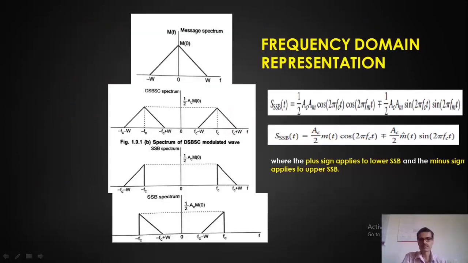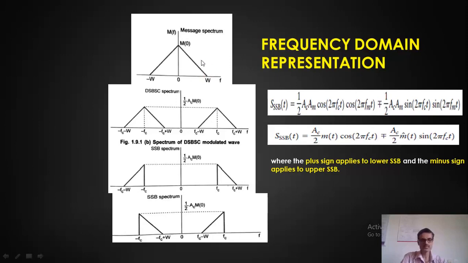Okay. Now we will understand the frequency domain representation of an SSB signal, that is, the frequency spectrum of a specific signal, along with the equation for SSB in the time domain. Just look at this representation. This is a message signal. This is the spectrum of the message signal, which has a bandwidth of W hertz. That means it extends from 0 to the highest frequency of W hertz.